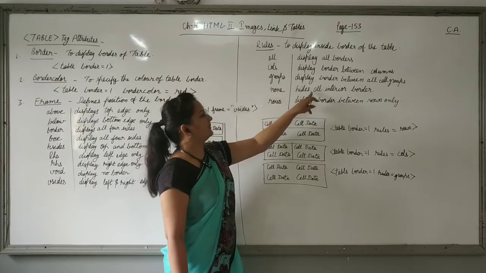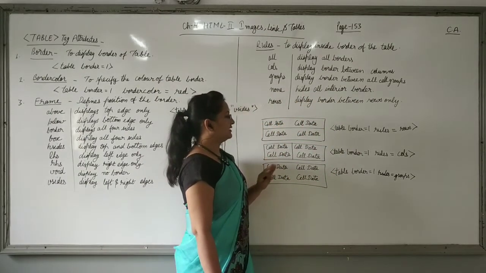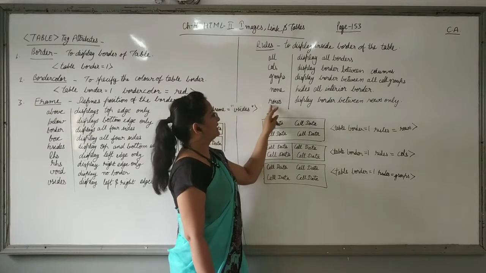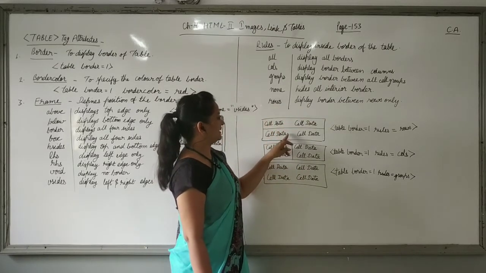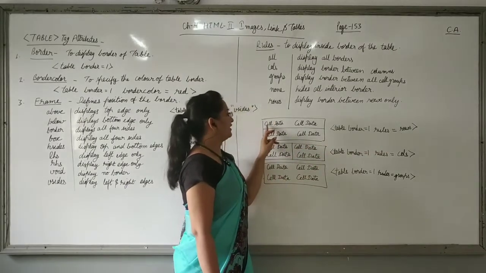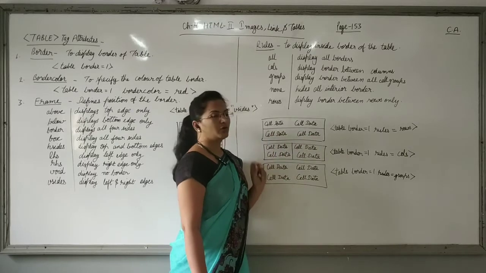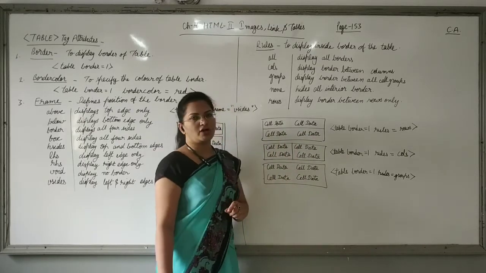Now none. None means hides all interior borders, so no borders will be displayed. And rows means like this. This is rows: table border, rules equal to rows. Here only the row partition will be shown. The border between rows will be shown, not the columns.